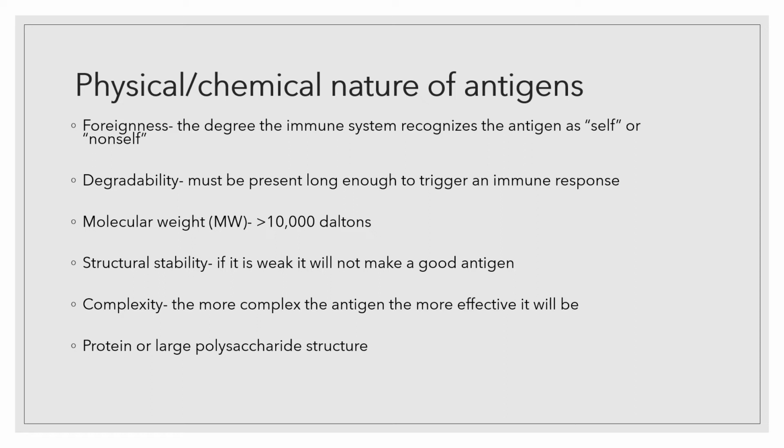Molecular weight. Antigens have a high molecular weight of greater than 10,000 Daltons. Okay? Structural stability. If a molecule is structurally stable, it could be a good antigen. Complexity. The more complex the antigen is, the more effective it will be in eliciting an immune response. And finally, if the molecule is a protein or large polysaccharide molecule, it's going to make a good antigen.